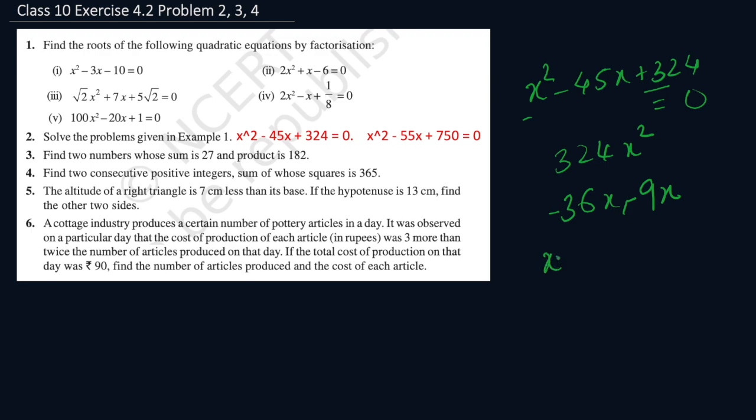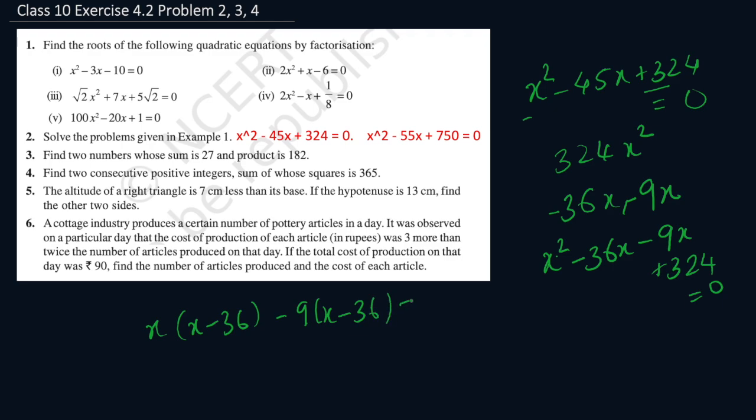So we can write it as x square minus 36x minus 9x plus 324 equals 0. Now we can write it as x times x minus 36 minus 9 times x minus 36 equals 0. So x minus 9 and x minus 36 equals 0. So our answer is x equals 9 comma 36.